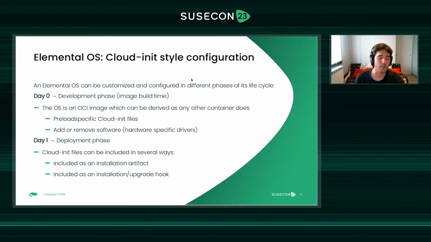Then in day one, in the deployment phase, we could eventually include additional cloud-init files in several ways. We could include cloud config files as installation artifacts, meaning that we can tell the installer to include additional extra files into the installed system. Or we could use another approach, which is basically using the hook stages we mentioned before. So we could include before and after installation hooks just to modify the installation behavior.